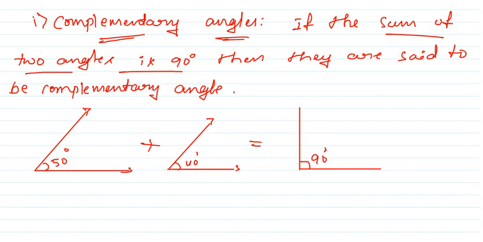The sum of two angles, when we add any two angles, if you get the angle is 90 degree, then they are said to be complementary. These two angles are called as complementary angle.